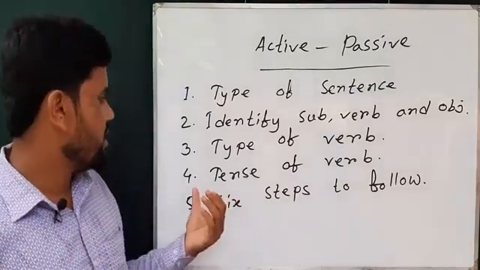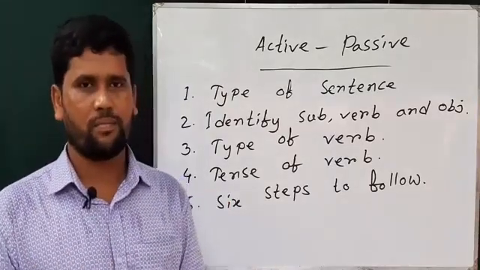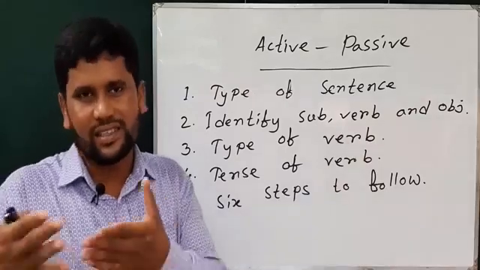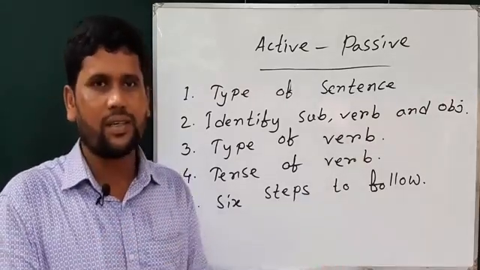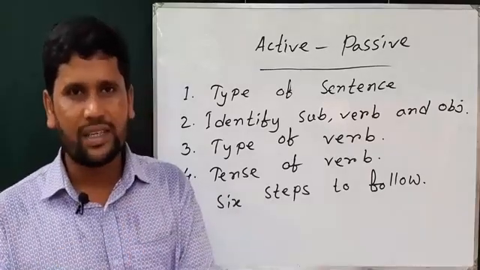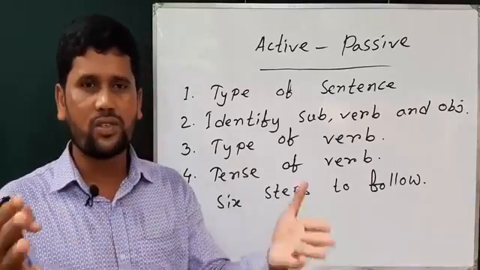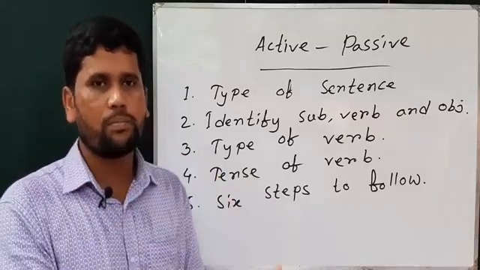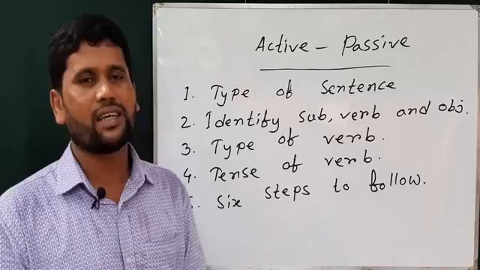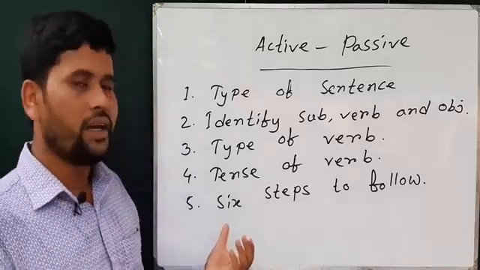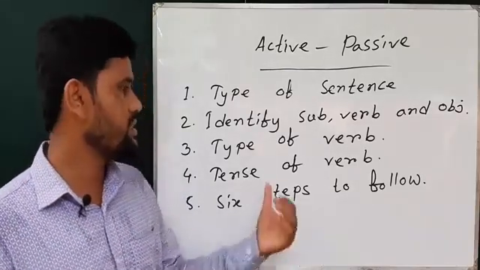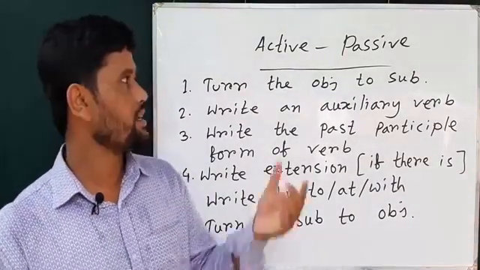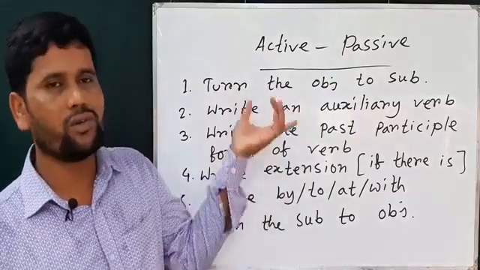Okay. Now number 4, the tense of the verb. You have to know which type of tense the verb is. Is it present indefinite or past indefinite or future indefinite or present continuous or past continuous or future continuous or present perfect or past perfect or future perfect. So, these 9 types of tense you need to know. At last, you have to know 6 steps. If we want to change an assertive sentence from active to passive, then you need to know 6 steps.